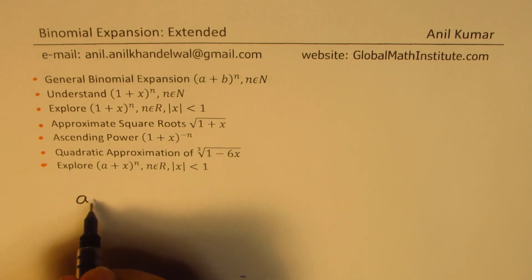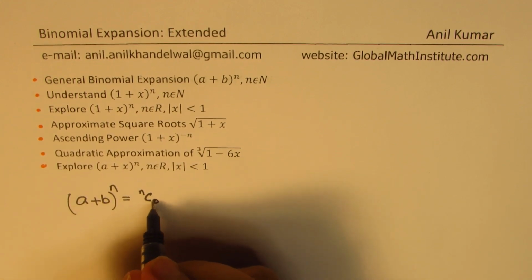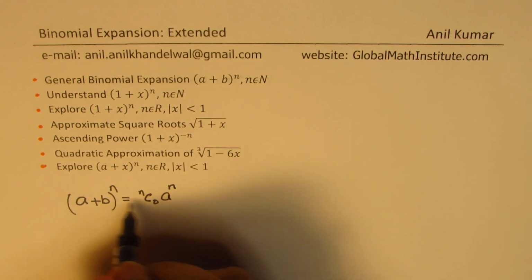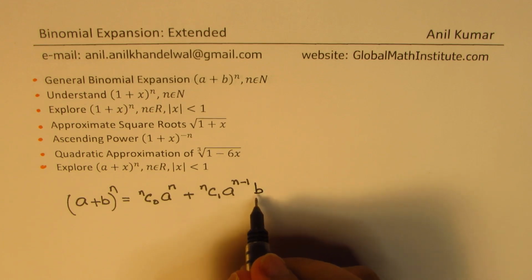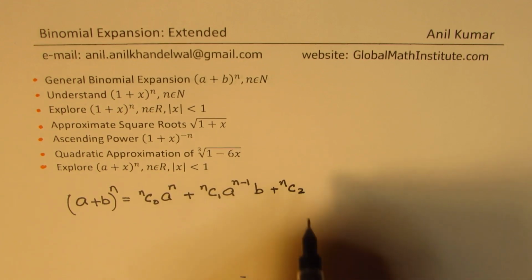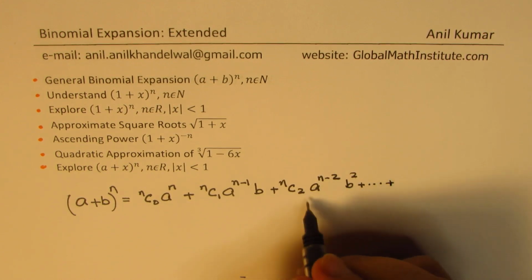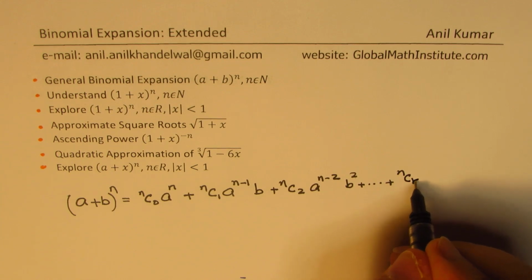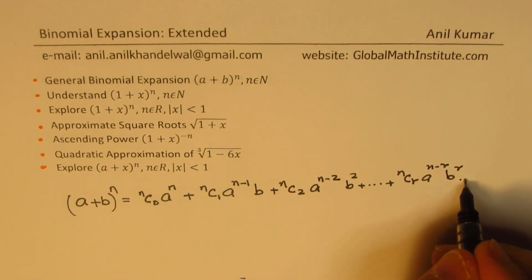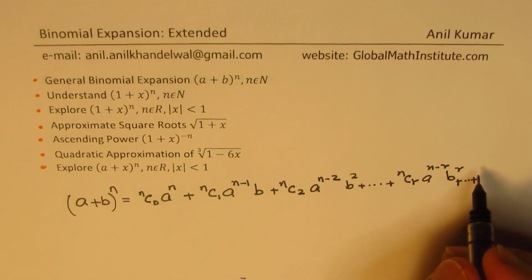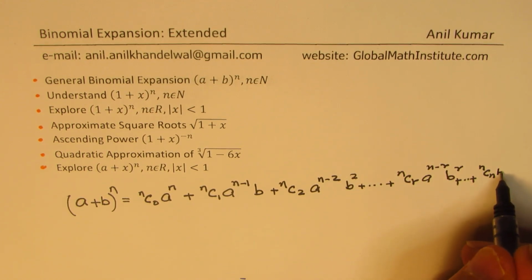So in general, you know that (a + b) to the power of n can be written as nC0 a to the power of n, plus nC1 a to the power of n minus 1 b to the power of 1, plus nC2 a to the power of n minus 2 b squared, plus so on. A general term in this series will be nCr a to the power of n minus r and b to the power of r, right? And the last term for this series will be nCn, you start with nC0, 1, 2, 3, 4, it goes to nCn, right? And we have b to the power of n.